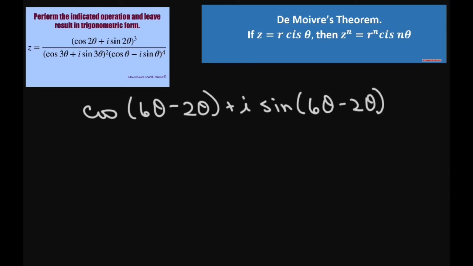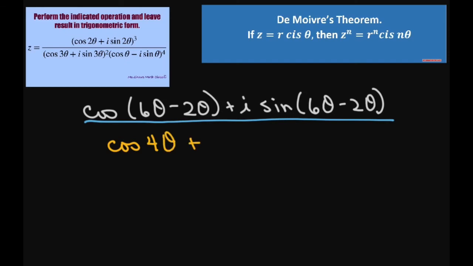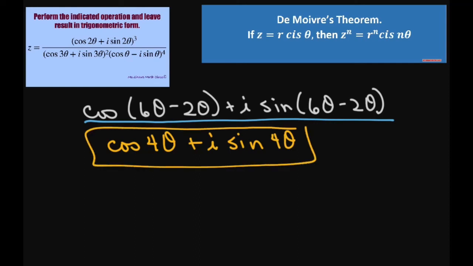All right, so basically we're going to leave this in trigonometric form, so all we have to do is simplify this. It's going to be cosine of 4 theta plus i times sine of 4 theta. And that is your final answer.